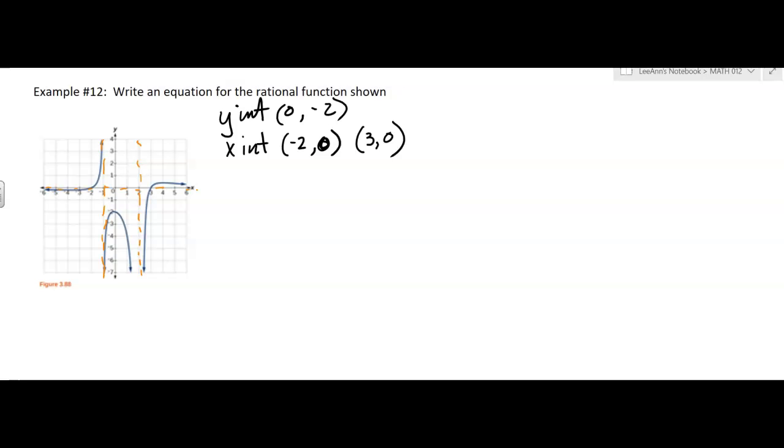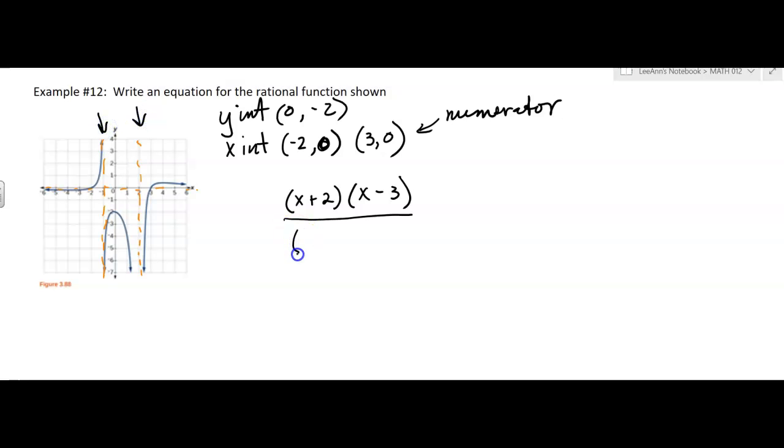So we're going to say in the numerator, to get those x-intercepts, so this is where the numerator is going to come from, we're going to have factors of x plus 2 and x minus 3. In the denominator, to get these vertical asymptotes, I'm going to need an x plus 1 and an x minus 2. Now the question would be the multiplicity. So here the multiplicity needs to be odd. All right, so I'm going to leave it with multiplicity 1.